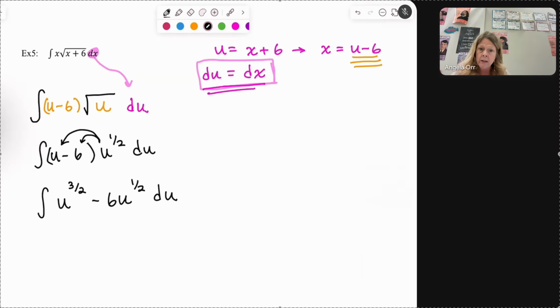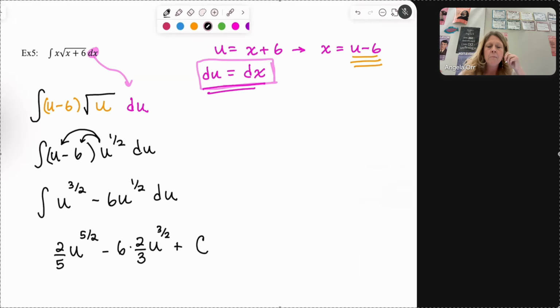The antiderivative of u to the 3/2 is going to be u to the 5/2, add 1 to your exponent, times the reciprocal of that new exponent, which is 2/5, minus 6 times, now I'm going to add 1 to my exponent, so that gives me an exponent of 3/2, times the reciprocal of that new exponent, which is 2/3, plus c, because I'm looking for all possible antiderivatives.